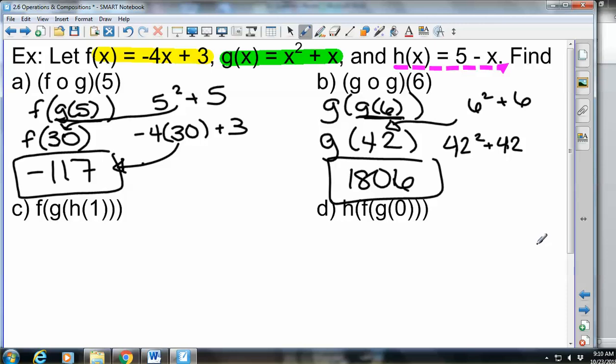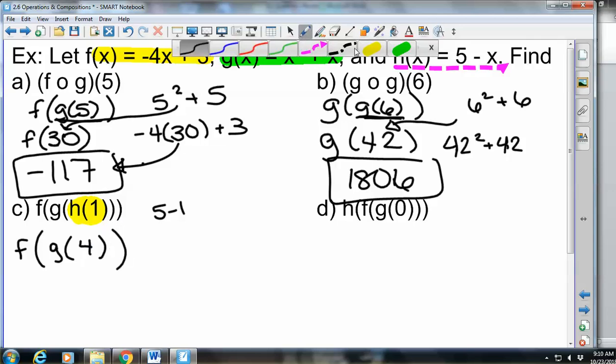So far, so good with these? What am I asking you to do on C? It's supposed to be f of h of g of 1. Just start on the inside. Very first thing you are going to do is h of 1. So I'm not changing the other two. If you plug a 1 into h, 5 minus 1 gives us a 4. So that h of 1, I replace that whole thing with 4.